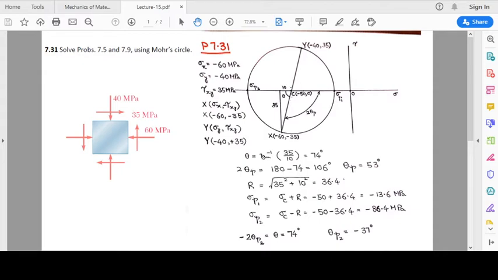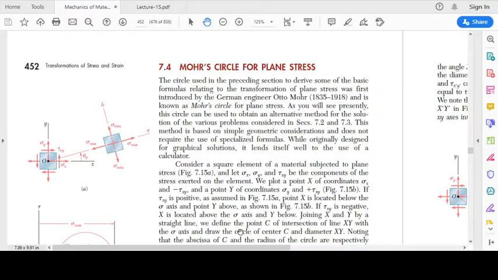We have already discussed transformation of stresses in the previous two lectures, and now we are going to talk about Mohr's circle. Mohr's circle is an alternate method for finding the same solutions, so we will be solving some of the problems that we have already solved using the equations that we had developed in the transformation of stresses. But we will first learn how to draw this Mohr's circle. So let us see what a Mohr's circle is.